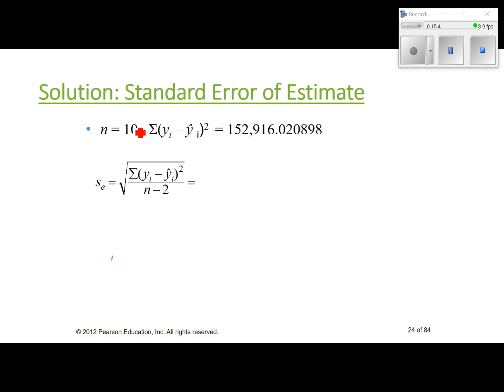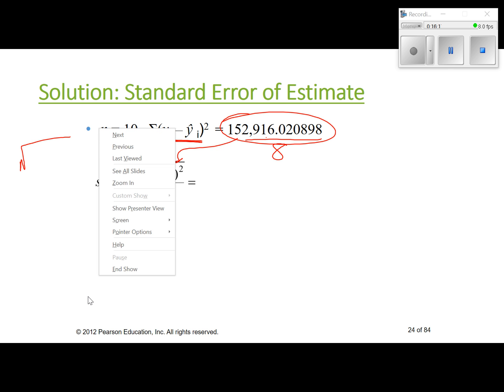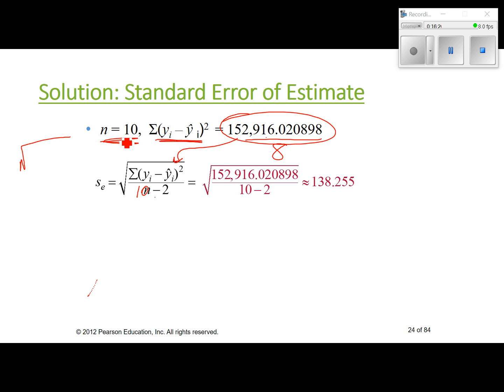So next thing I'm going to do, I know n is 10. I just found this, this is the number that came from that last part of the chart. And all I'm going to do is plug in. That number goes right here in the top. n is 10, so 10 minus 2 is 8. When I do this, I just take this number divided by 8. And then I remember that number, it's on my calculator. Then I punch in second square root, and whatever that answer is gives you your standard error.